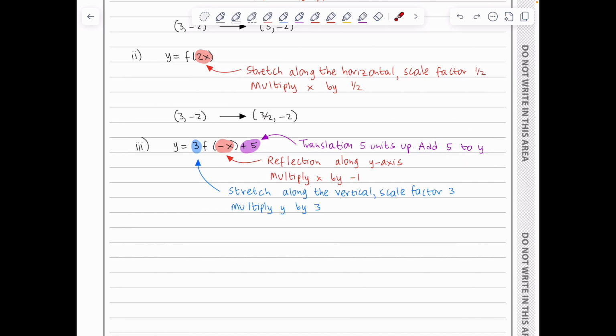And therefore the point (3, -2) will see its x coordinate being multiplied by negative 1, so negative 3. And its y coordinate of negative 2 will be multiplied by 3 and then added 5, leading to (-3, -1).